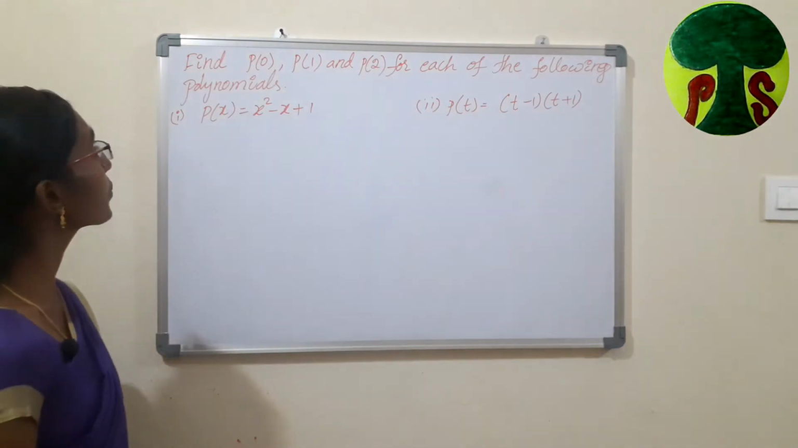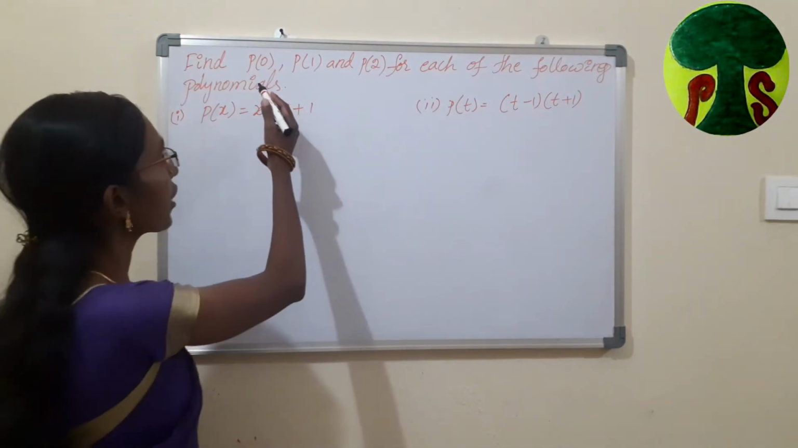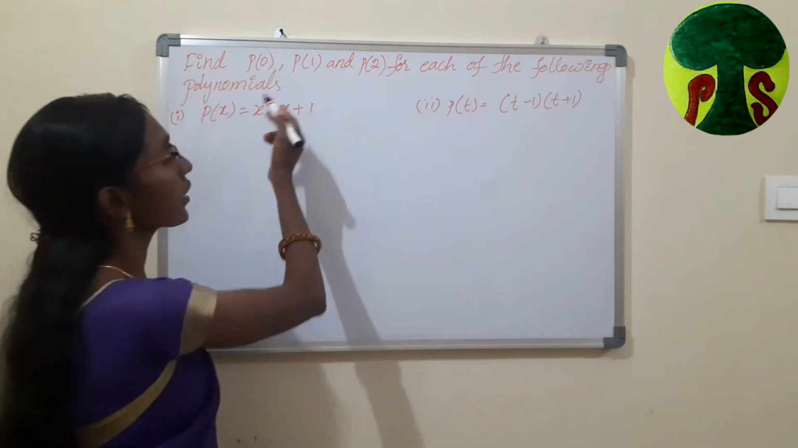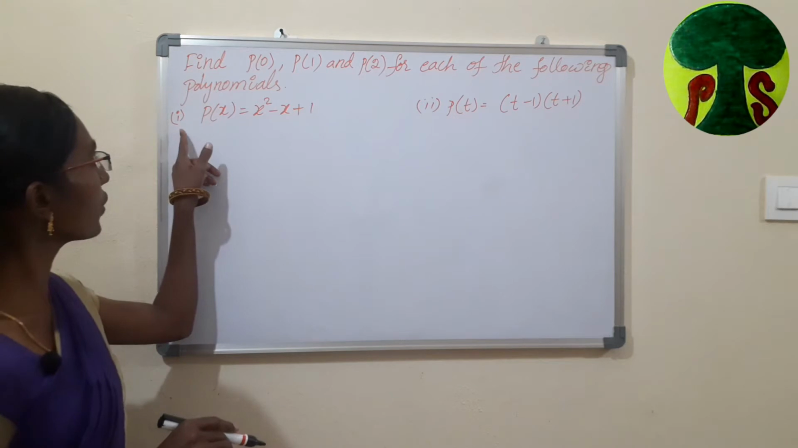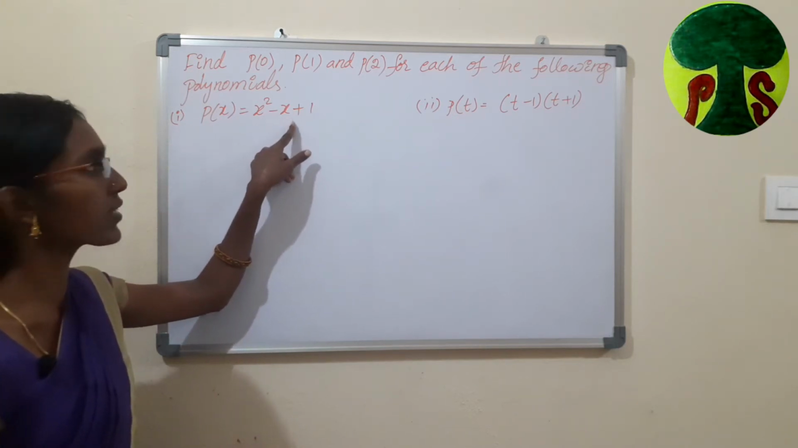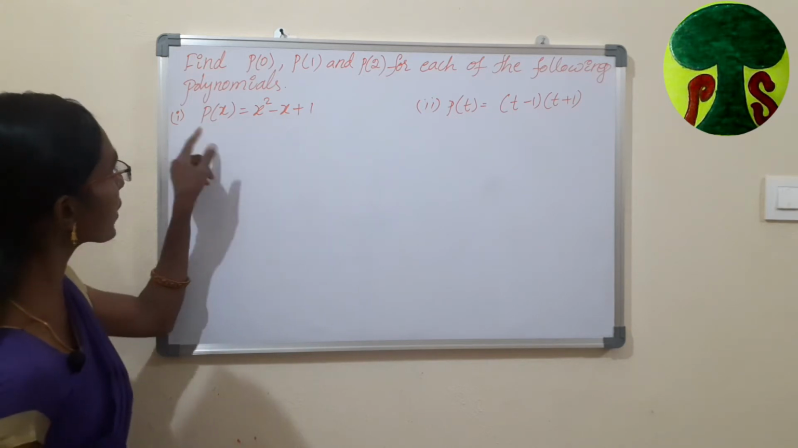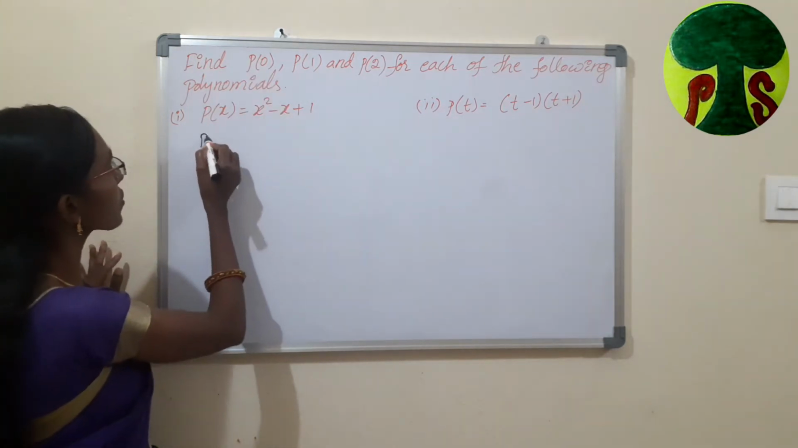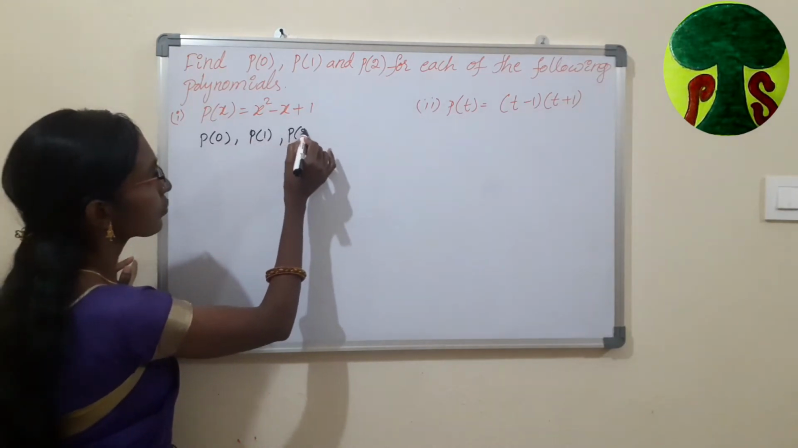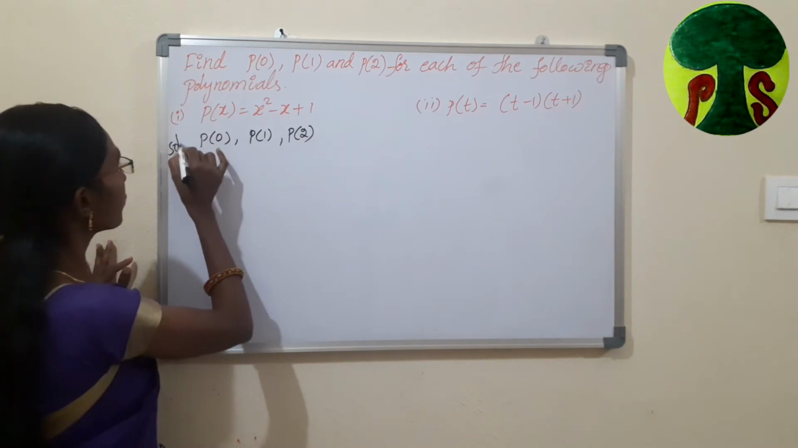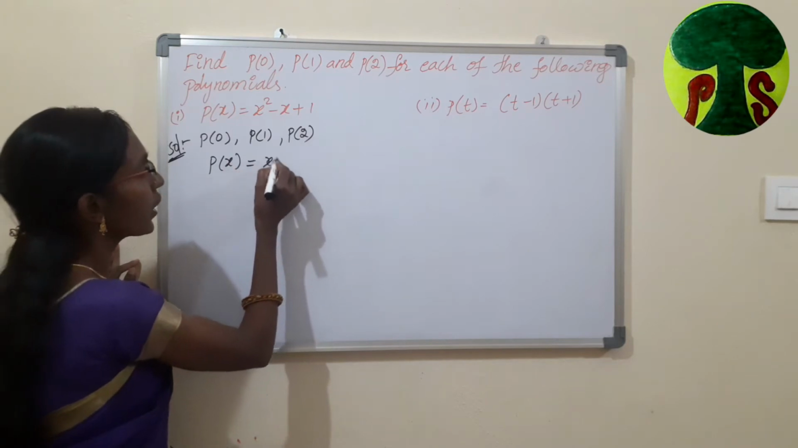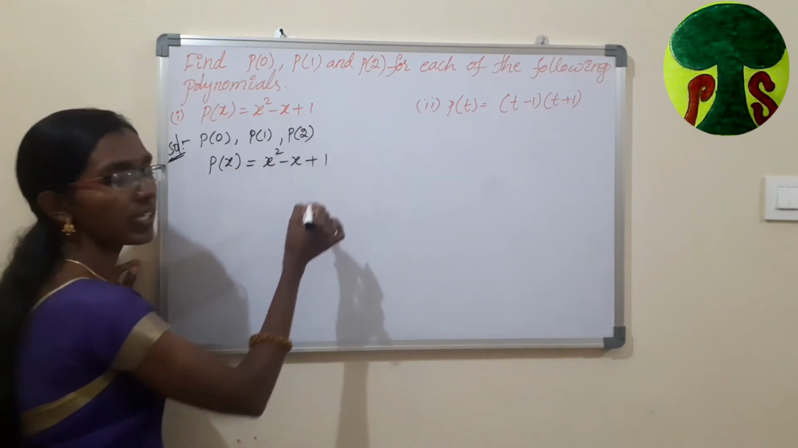Let us solve the second problem. That is, find p of 0, p of 1 and p of 2 for each of the following polynomials. Here is the first one, p of x equals x square minus x plus 1. For this polynomial, we have to find the values of p of 0, p of 1 and p of 2. Solution. What is p of x? P of x equals x square minus x plus 1.